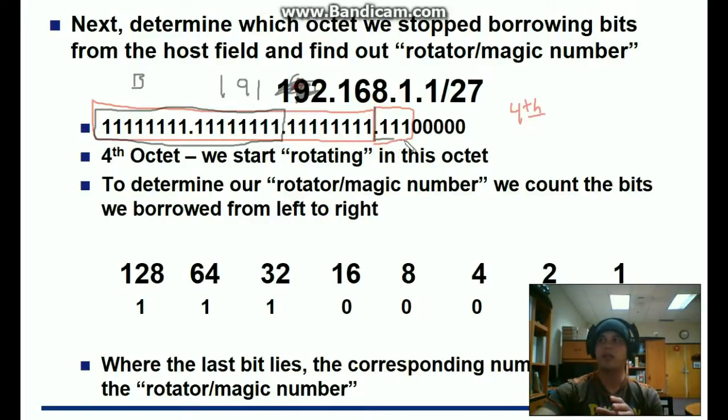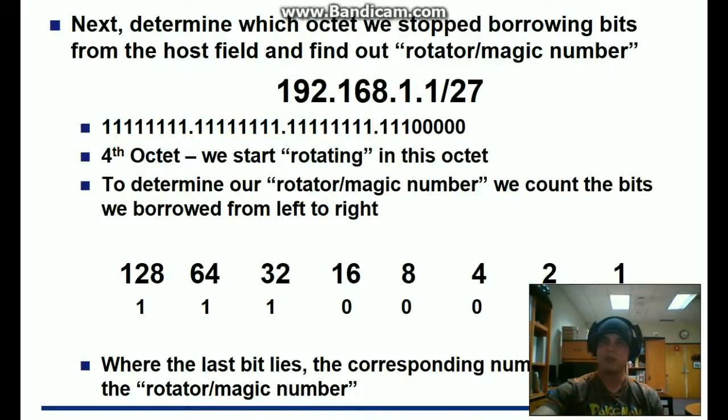So we're focused right now on this 4th octet. So let's go back to our original value. Hope I don't confuse you guys. Let's go back to our original value and draw our classful boundary right there, which is the 3rd octet because we're using a class C. And know that we are in the 4th octet and that's where we're rotating.